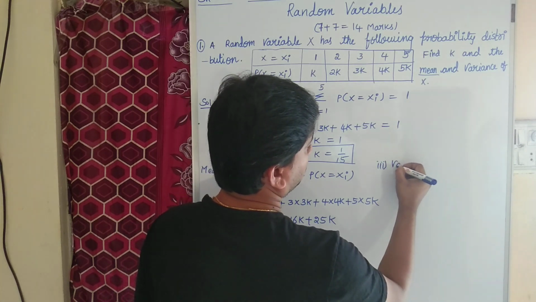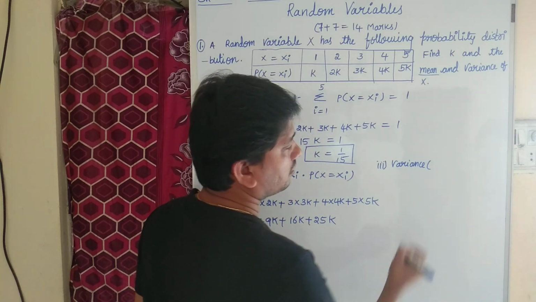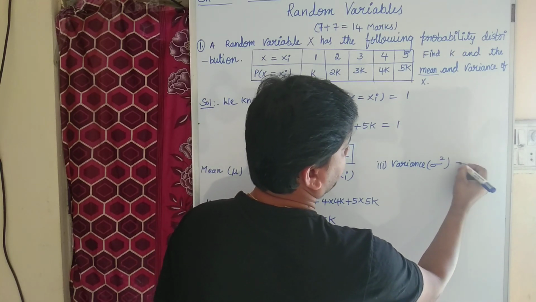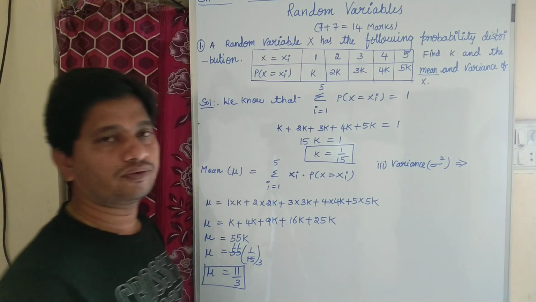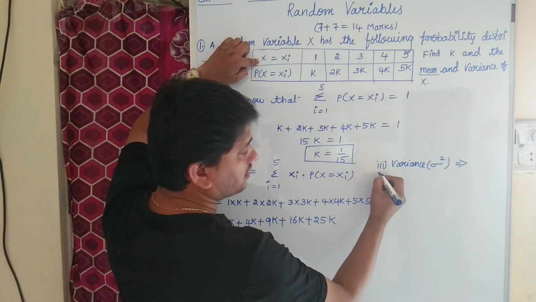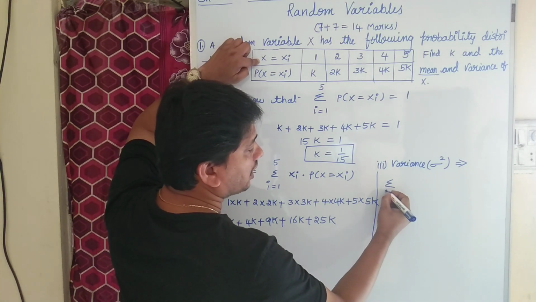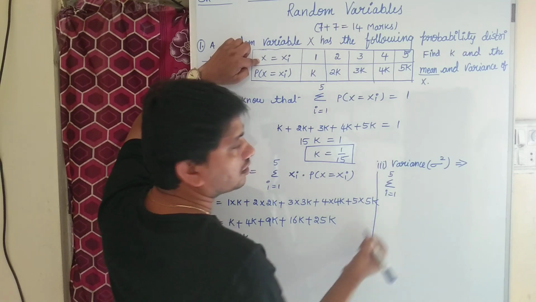What is the third question? That is variance. It is going to be represented by sigma square. What is the formula of variance? Variance is nothing but, actually we have sigma. How many observations we have? We have i equal to 1 to 5.